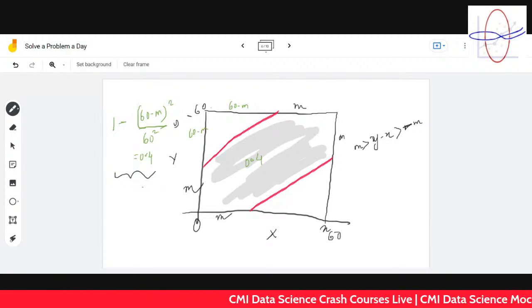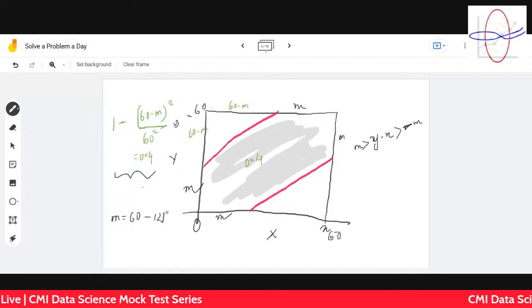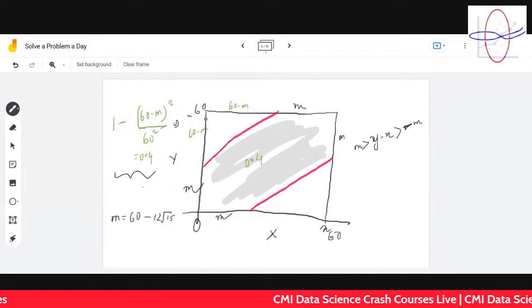I leave the solving to you, but let me write it down. After solving this, you will get that m is equal to 60 minus, let me check my copy, 60 minus 12 root 15. This is what you will get after solving this equation.